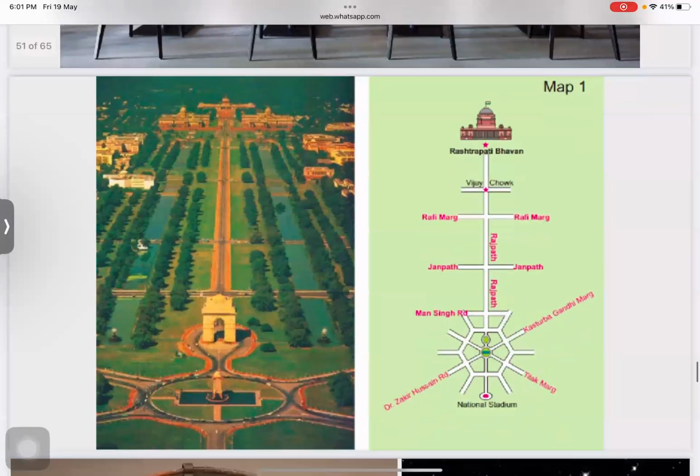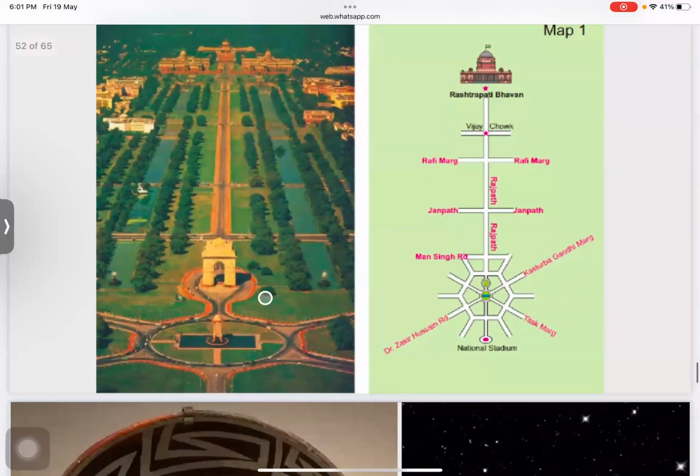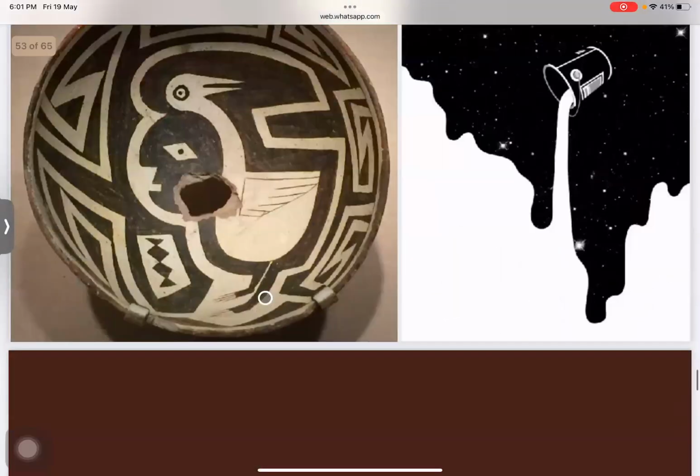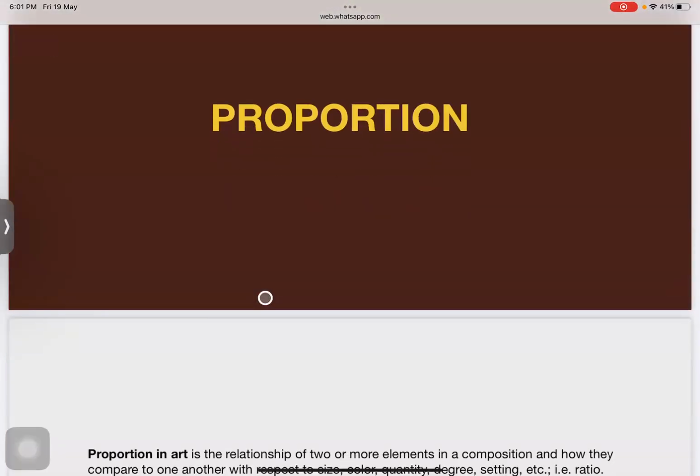Okay. In a map also, how it can be achieved or how the flow can be achieved in that. Now we have one of the other most important things, that is proportion. Without proportion, nothing can be absolutely present at all.